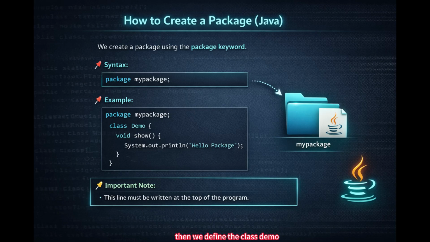Then, we define the class Demo. Inside this class, we have a method called show. When this method runs, it prints "hello from MyPackage". So, when we call this method from another program, we can see the message printed on the screen.